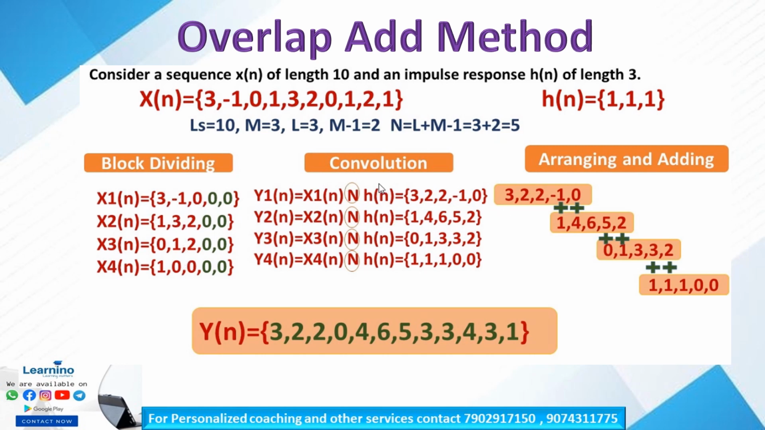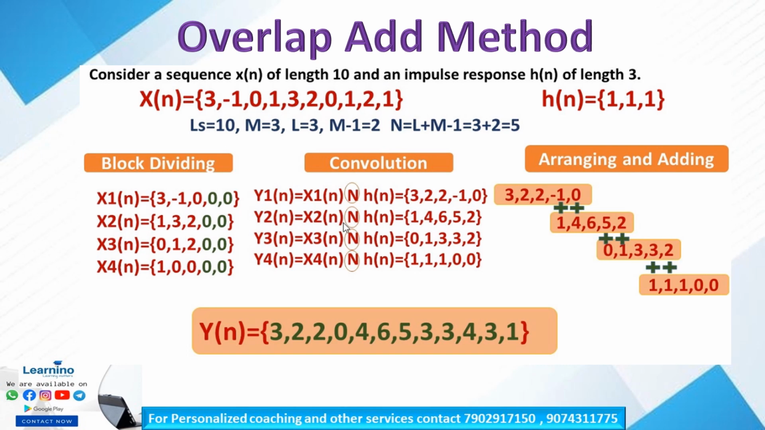Then the second stage is convolution. Similar to the overlap save method, here also we have to perform circular convolution. For that you can refer to the previous videos. Then we get 4 convoluted results, y1 of n, y2 of n, y3 of n and y4 of n. So y1 of n is the circular convolution of x1 of n and h of n, which gives the result 3, 2, 2, minus 1, 0. Here also we have to append 2 zeros to the impulse response to perform the convolution.